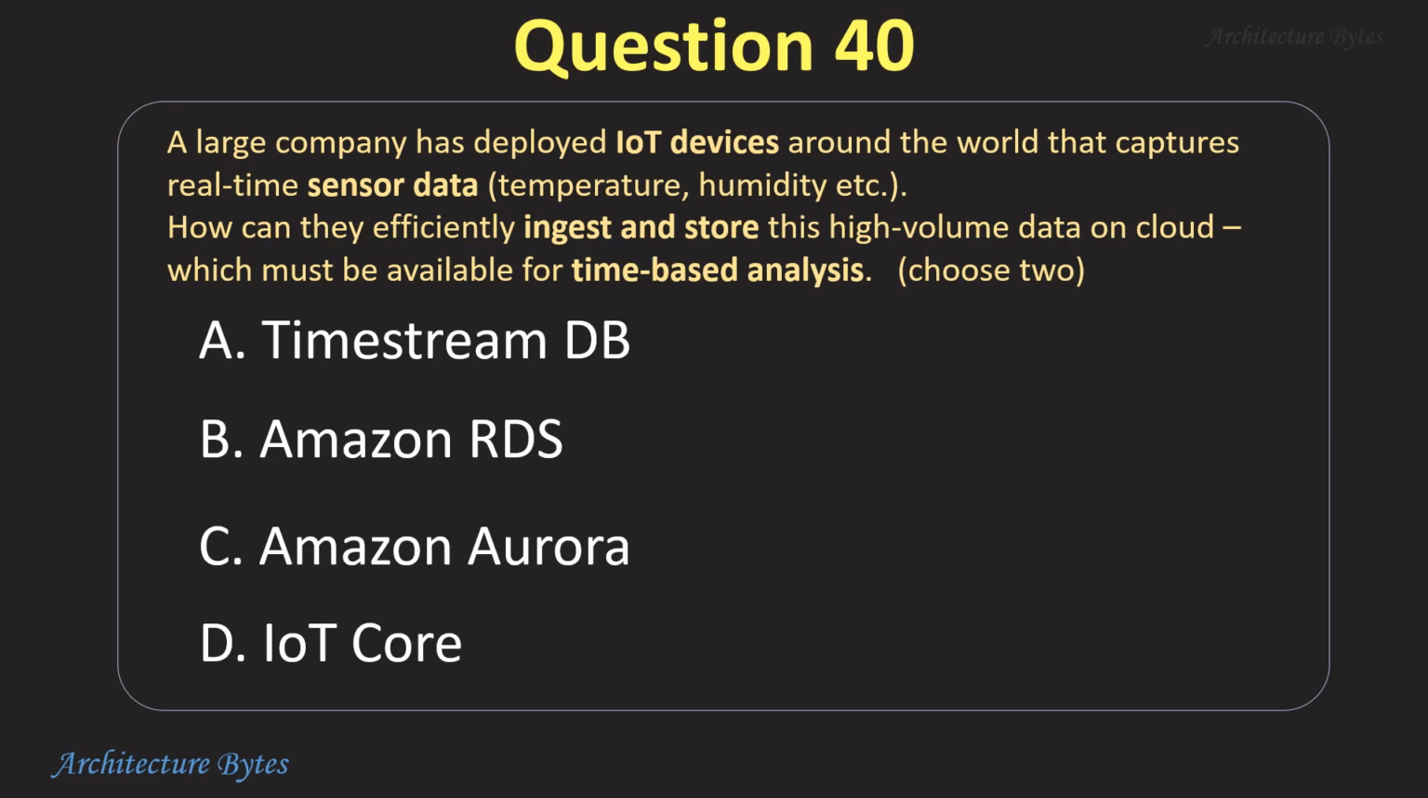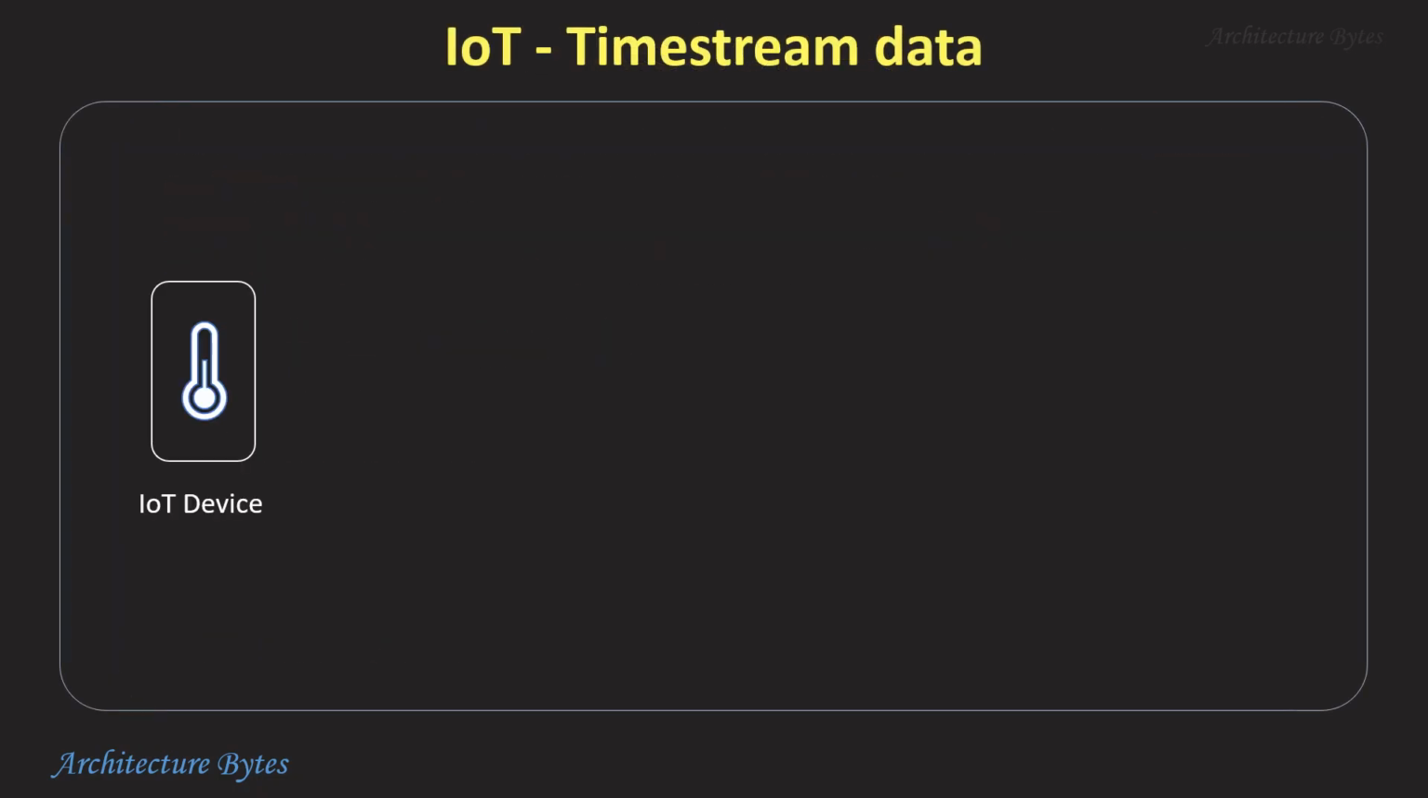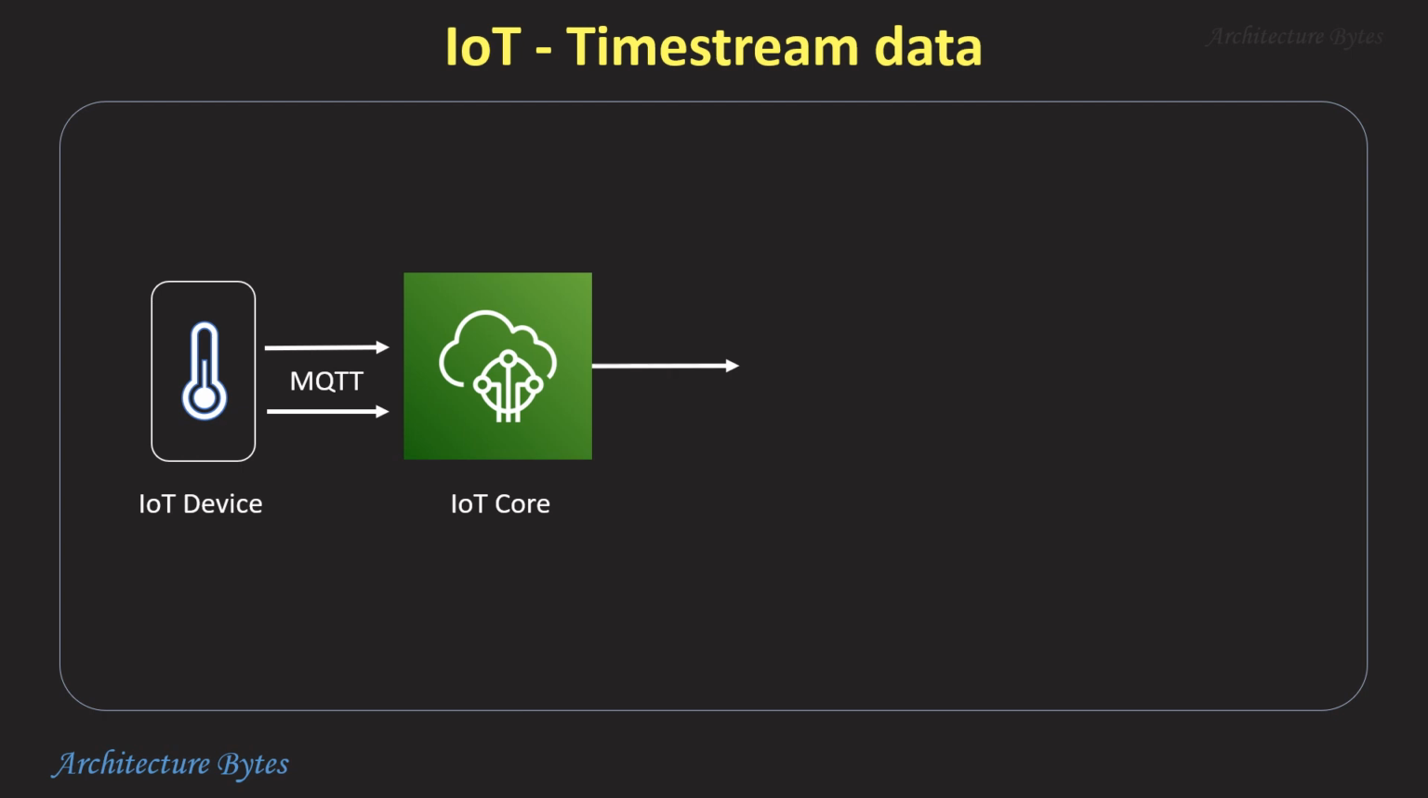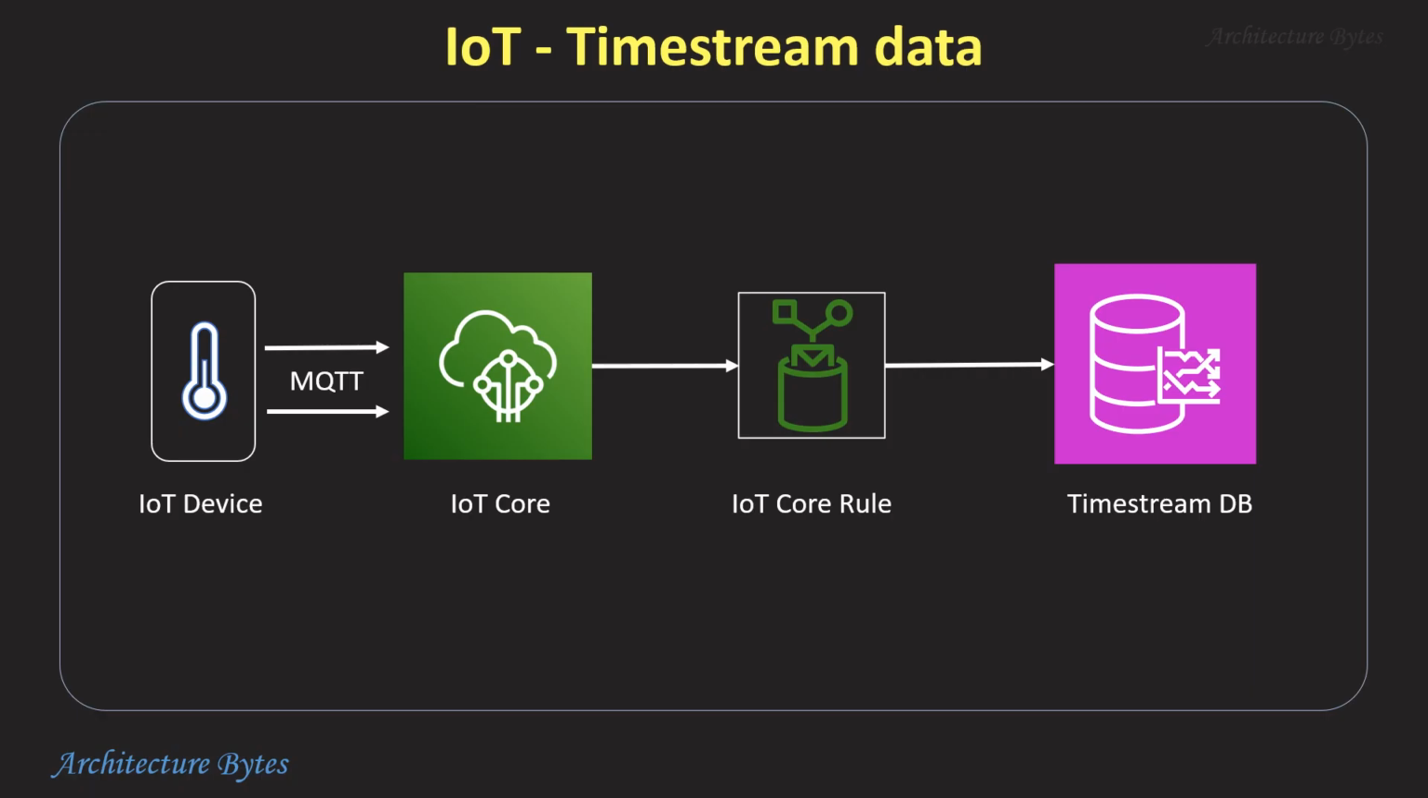A large company has deployed IoT devices around the world that capture real-time sensor data like temperature, humidity, etc. How can they efficiently ingest and store this high-volume data on cloud, which must be available for time-based analysis? The IoT devices can send sensor data to AWS IoT Core service over MQTT, which is then filtered and routed using IoT Core rules and stored in a Timestream database.